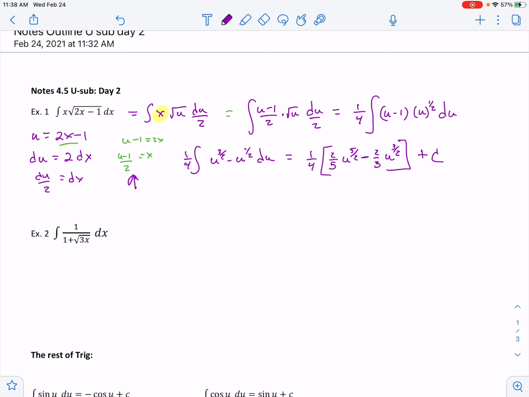All right, let's do this one. This one's a little different. And what I do is I let u equal 1 plus the square root of 3x. And I change it to u minus 1 equals the square root of 3x. And how do I know to do that? Because I've done this before, all right?